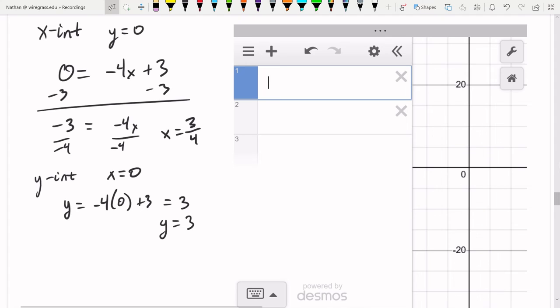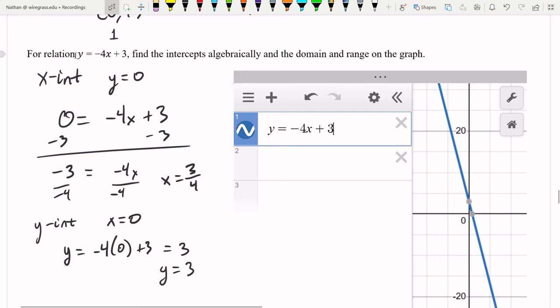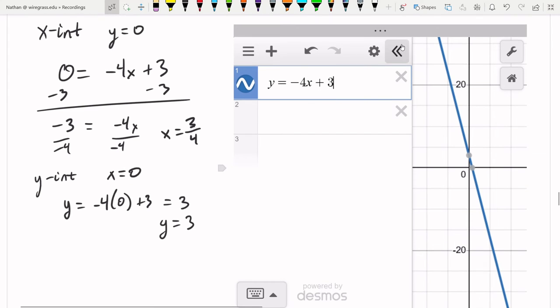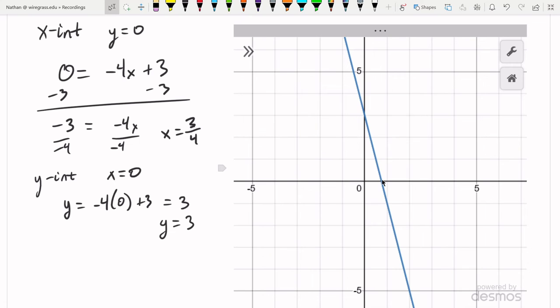Graphing this relation, we get y equals -4x plus 3. I think that's right. -4x plus 3. And we can see that the x-intercept is at 0.75, which is the same thing as we found. The y-intercept is at 3. So we've done that correctly.